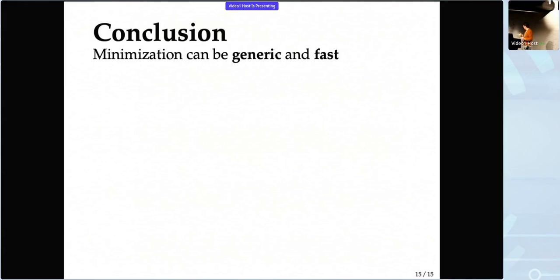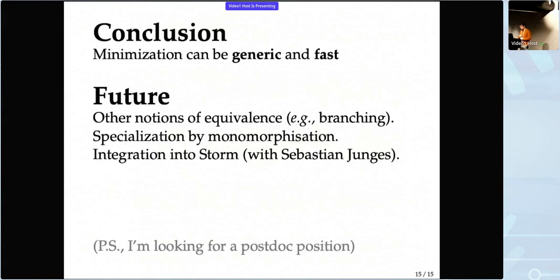Of course, to fully satisfy this claim, we would have to compare to all the other specialized algorithms too, which we are working on. In particular, we want to integrate it into Storm. We are working on that with Sebastian Jungs, or will work on that. And we also want to see if this algorithm can work for other notions of equivalence, like branching bisimilarity.